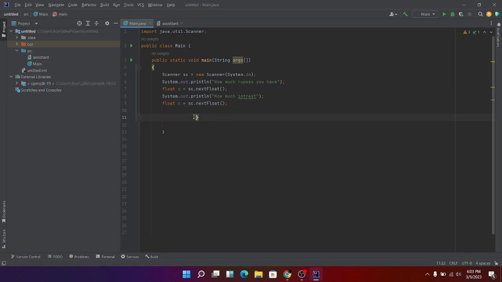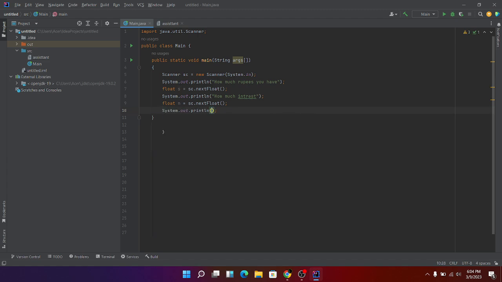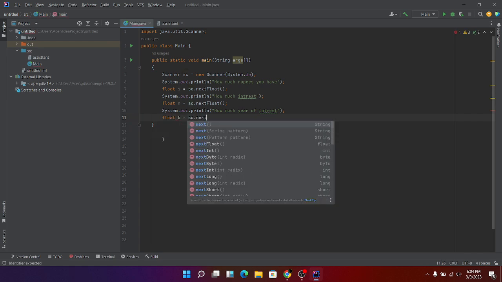is just to shout again after interest, how much year of interest, and now the real start thing, float b equal to sc.nextFloat, obviously floating.